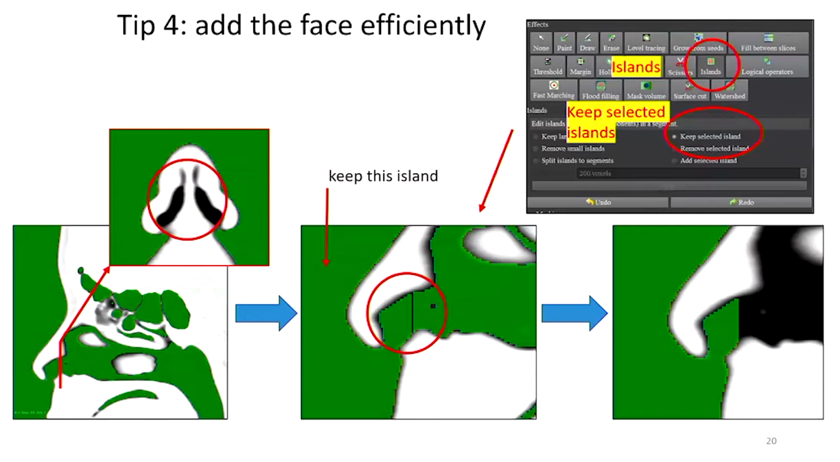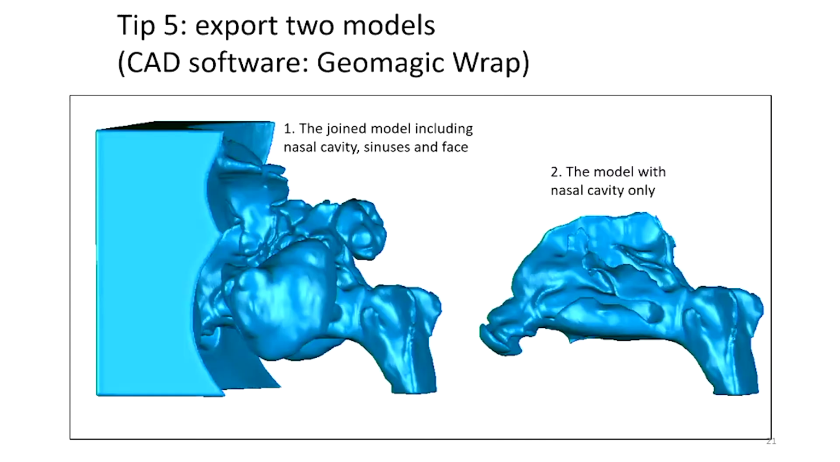So all those masks can be joined together to be exported as a complete nasal cavity model. And I would like to suggest you to keep 2 models. One is the joint model, which is this one, including the face, all the paranasal sinuses, and also the nasal cavity. And the second one is to export the nasal cavity model only. Why is that? I'll explain later.